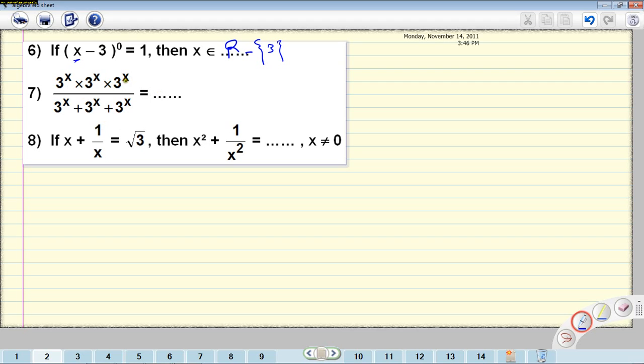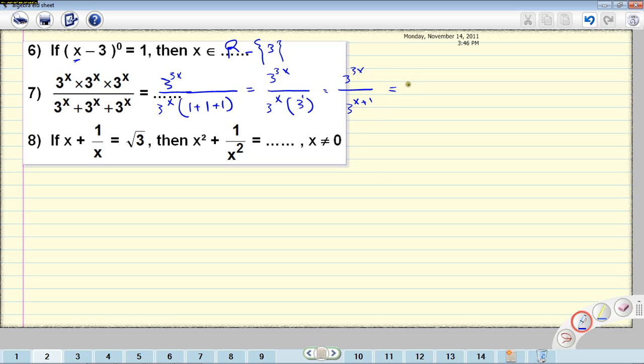Here in the numerator, it's multiplied, so we add powers, so it's 3 to the power 3x over, we take a common, 3 to the power x, open bracket 1 plus 1 plus 1, equals 3 to the power 3x over 3 to the power of x times 3, which is 3 to the power of 1. So it's 3 to the power 3x over 3 to the power x plus 1.